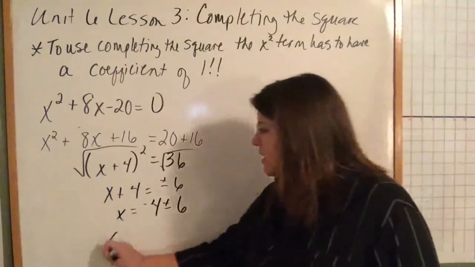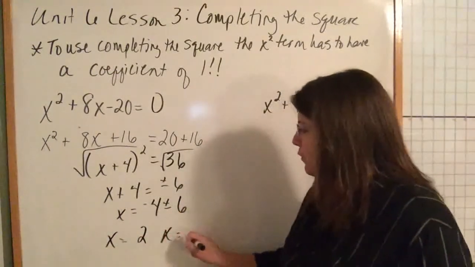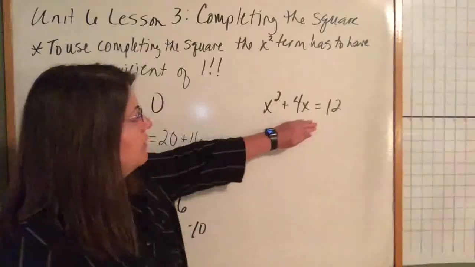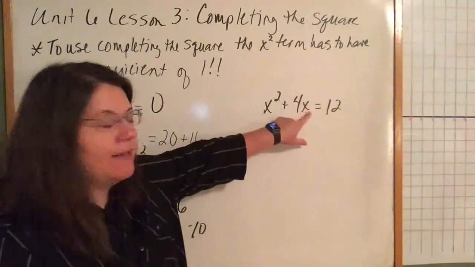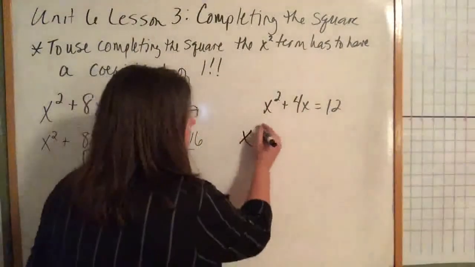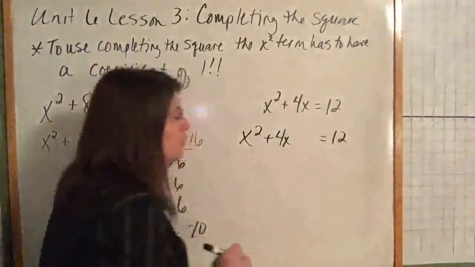To solve each of those, I have negative 4 plus 6, which is 2, and negative 4 minus 6, which is negative 10. Those are my two answers. Notice this one already has the missing term here. So I've got x squared plus 4x, I'm going to leave a little space, equals 12.